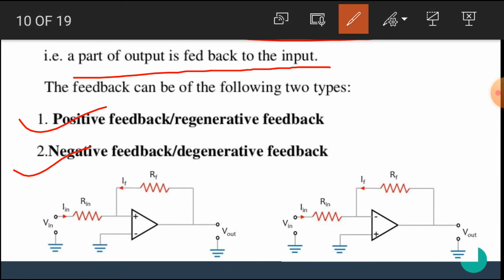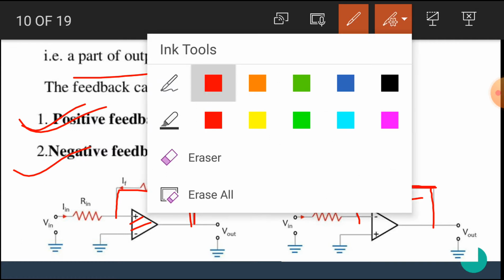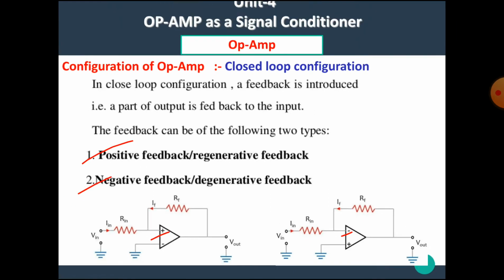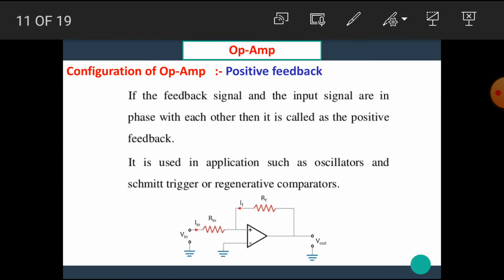In this positive feedback, we can see that the feedback is taken from the output terminal through the resistor to the positive terminal, hence it is named positive feedback. Similarly, if the output terminal is connected to the negative terminal through the resistor, then this type of feedback is known as negative feedback. The main difference is that for positive feedback, the positive terminal is used, and for negative feedback, the negative terminal is used. I hope you all understand the positive feedback and negative feedback.